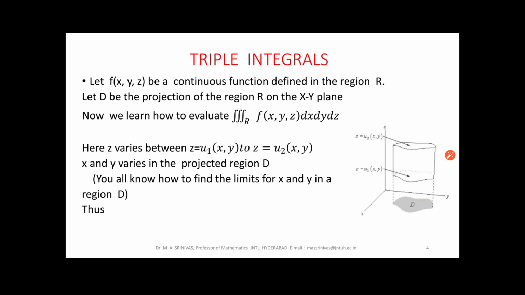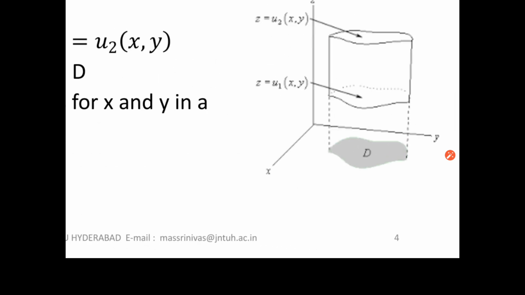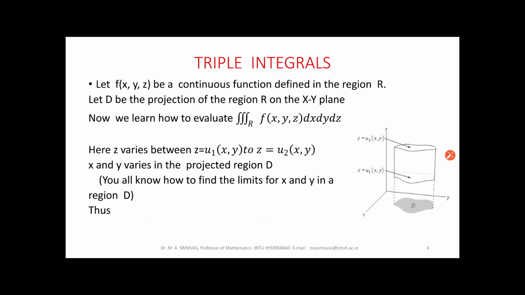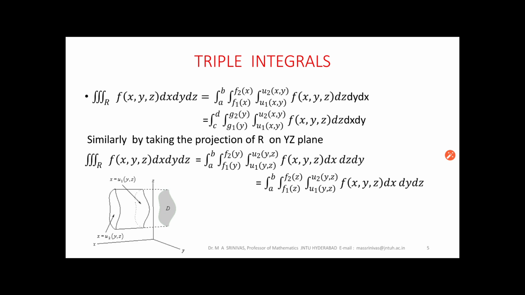So if you are given a region on a plane, you know how to find the limits for x and y, using the concept you already learned in the evaluation of double integrals. The z limits will be in between u1 and u2. Similarly, in this case, the triple integral over R of f of xyz, dx dy dz, the limits can be identified in this way.